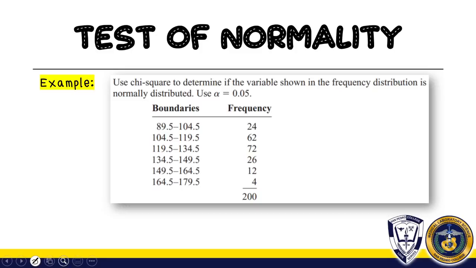So let me just read the problem. Use chi-square to determine if the variable shown in the frequency distribution is normally distributed. So you have your boundaries here and you have your frequency. And the total number of samples, or total frequency here, is 200. So meaning to say we have 200 data values.